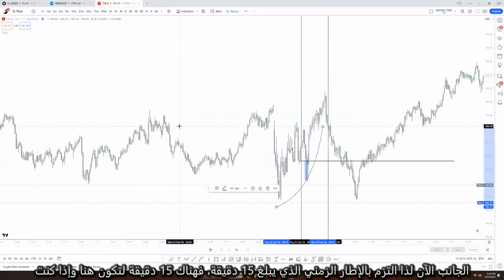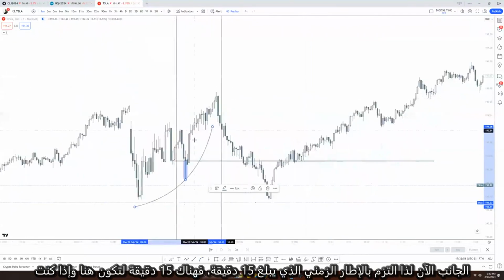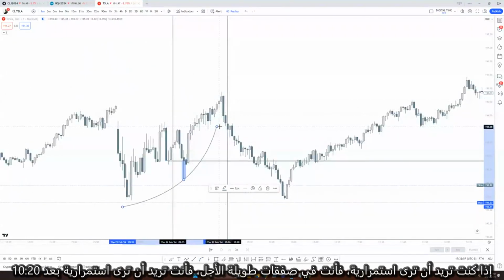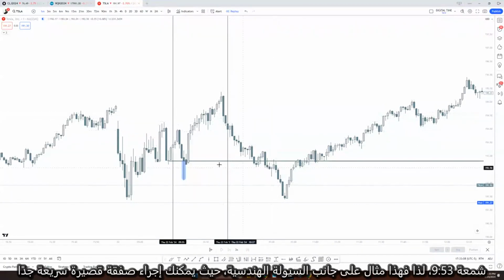So adhere to the 15-minute time frame. There's a 15-minute SIBI up here. And if you want to see continuation in your longs, then you're going to want to see continuation past 1020. But as it approaches 1020, what does it start doing? It starts to distribute back down to what? The 953 candle. So this is an example of engineered sell side.